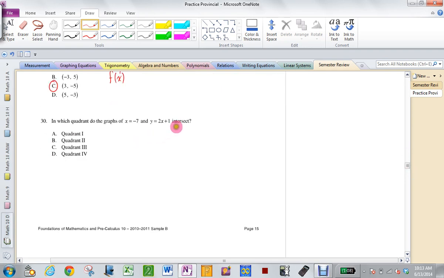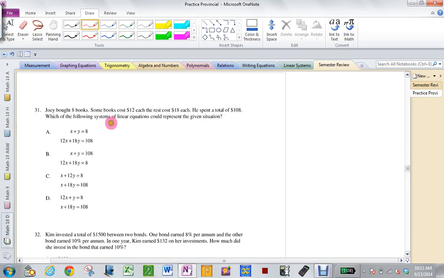What quadrant do these guys intersect? There's my quadrants. x equals negative 7. That's way over here. Negative 7. 2x plus 1, up 1 with a slope of positive 2, up 2 over 1. Where do they intersect? Right there. Quadrant 1, quadrant 2, quadrant 3. So number 30 is quadrant, my pen stopped working, quadrant 3.